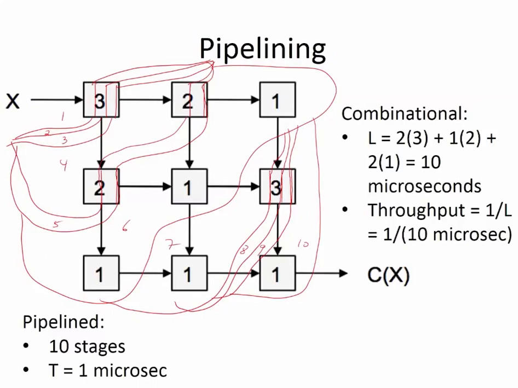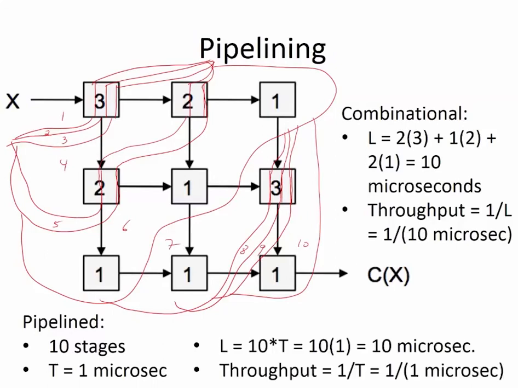So our new latency is L equals 10 times t, which equals 10 times 1, which equals 10 microseconds. The throughput is 1 over t, which equals 1 over 1 microsecond.